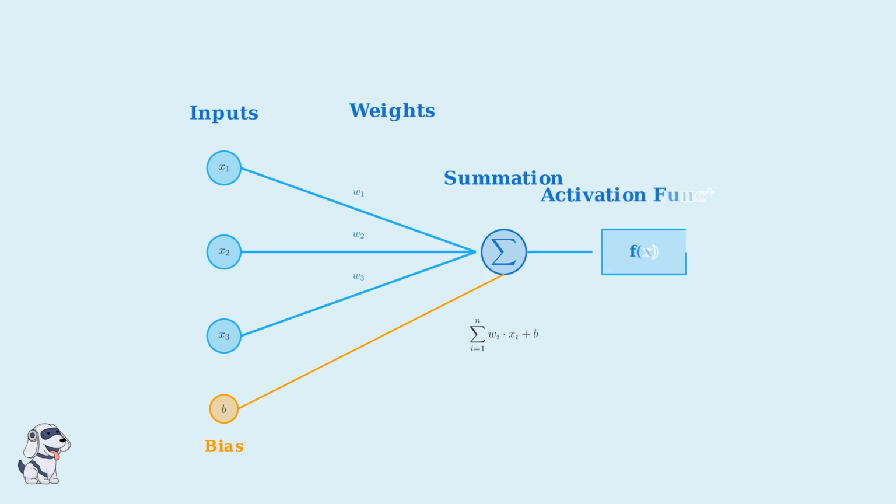The summed value then passes through an activation function. This is crucial because it introduces nonlinearity into the system, allowing neural networks to learn complex patterns and relationships that linear functions cannot capture. Finally, the activation function produces the neuron's output. This output can then serve as input to other neurons in the network, creating the foundation for complex neural network architectures. Let's examine two common activation functions.